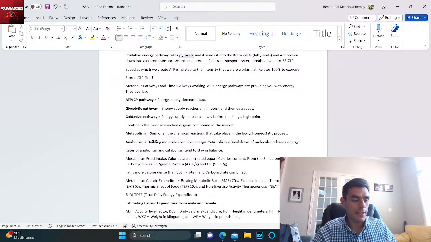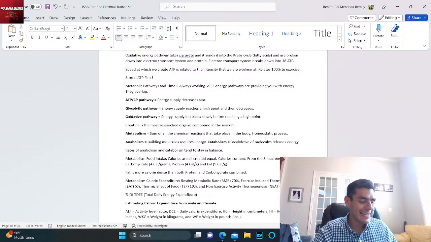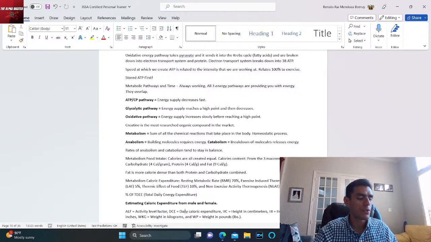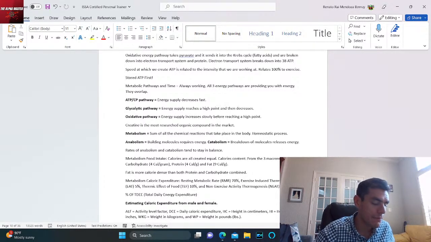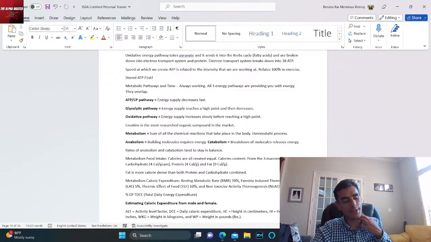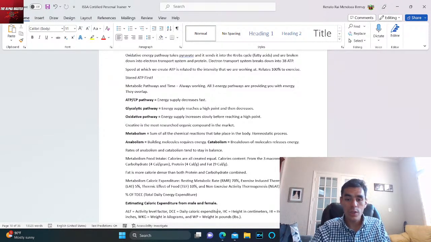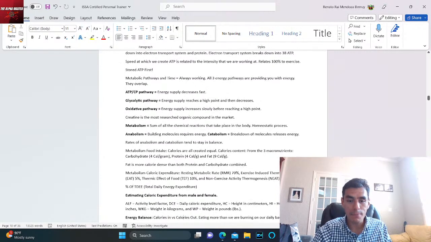The activity level factor, ALF: sedentary is 1.2, lightly active is going to be 1.375, moderately active is 1.55, very active is 1.725, and extremely active is going to be 1.9. Now you have the daily caloric expenditure, DCE. You have the height in centimeters and in inches, and the weight in kilograms and in pounds.